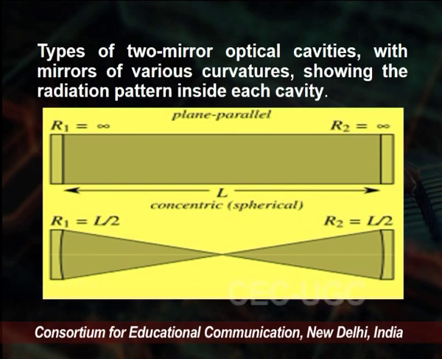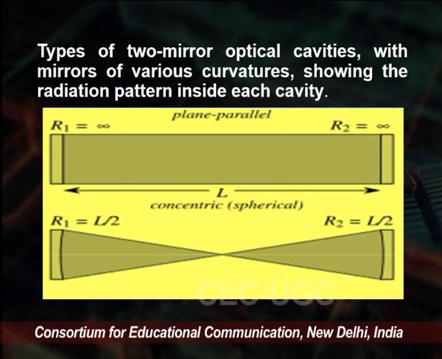Now, you see the first figure, here we are having R1 and R2 as infinity, and the plane parallel mirror length is L. So you see that it is a plane parallel structure. Now the next one is R1 equal to L by 2 and R2 equal to L by 2. The length is fixed.